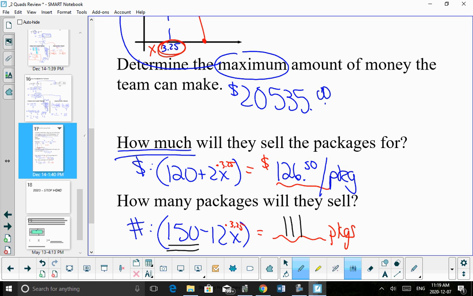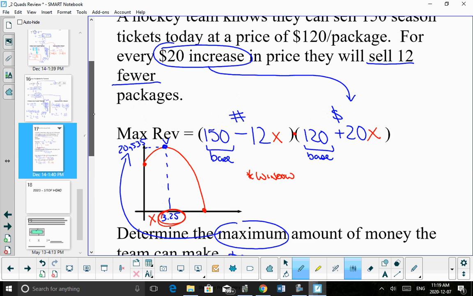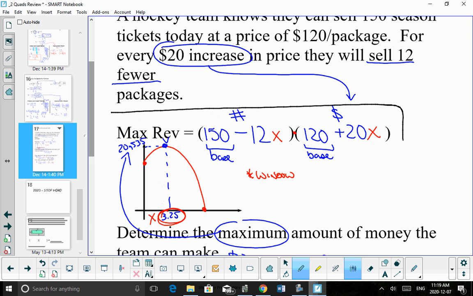Okay, so with these maximization questions, you have to know how to set up these formulas. They're always set up the same way. They're base plus or minus rate. One of them will always be number, and one of them will always be dollar.